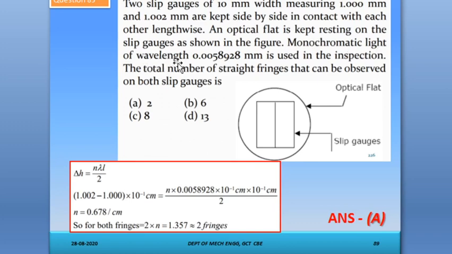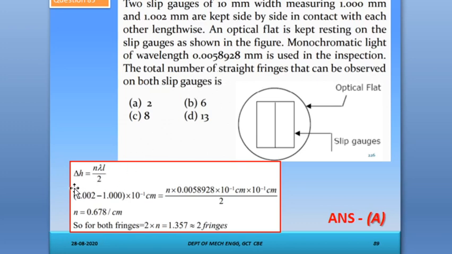Monochromatic light of wavelength 0.0058928 millimeter is used in the inspection. This is the monochromatic wavelength of light. The question is the total number of straight fringes that can be observed on both the slip gauges. You have to find this out.